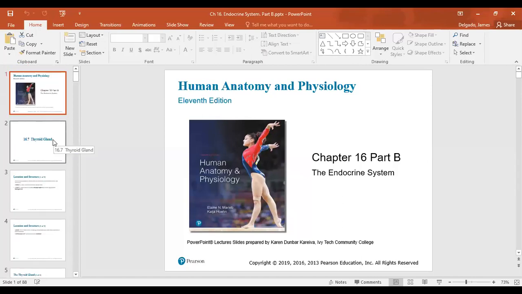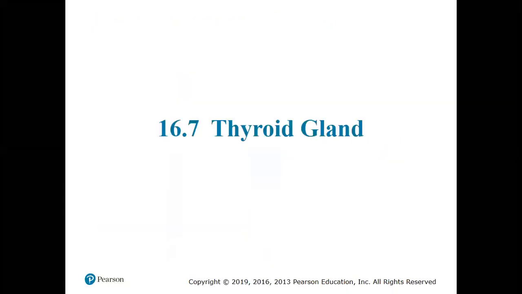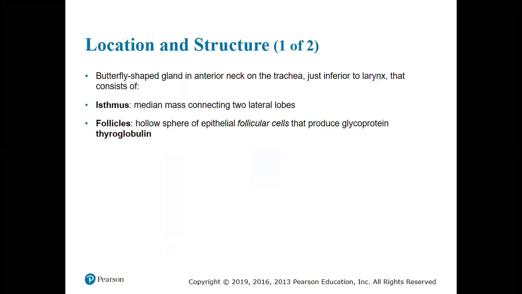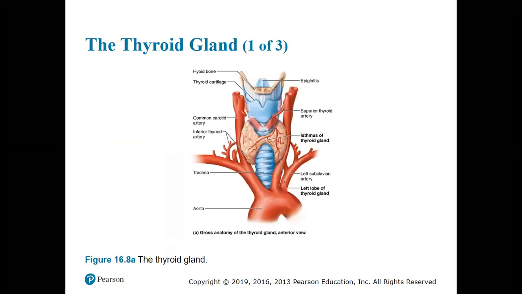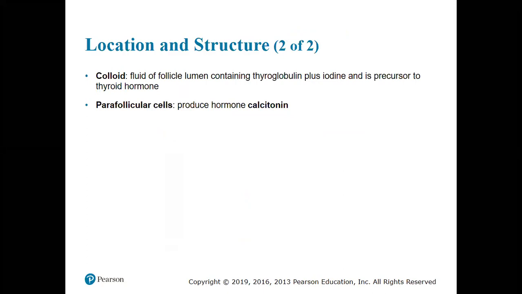So we're going to dive in and focus on something that is probably of interest: the thyroid gland. It is the butterfly-shaped gland, right? And it has the isthmus, which is the median mass connecting the two lateral lobes. So it's kind of a butterfly. It has two lobes on it. So let's just take a look at it first, and then we can come back and take a look at some of these things.